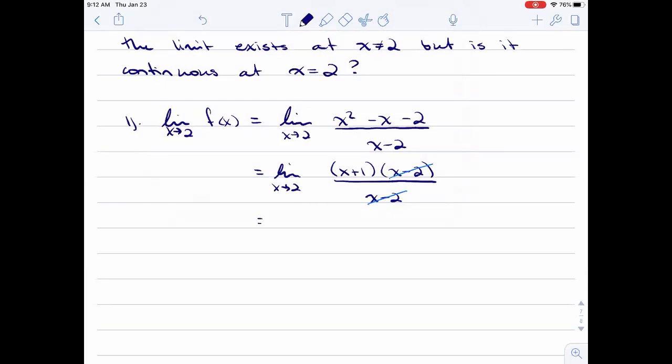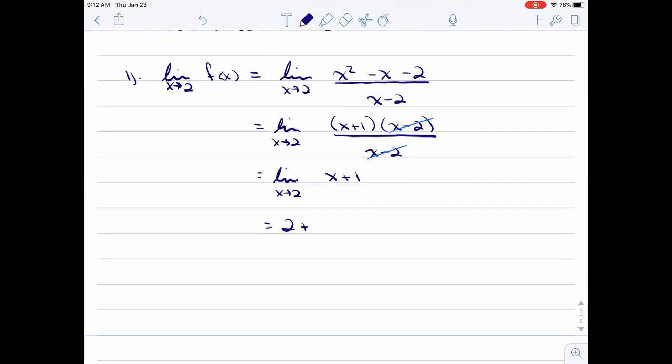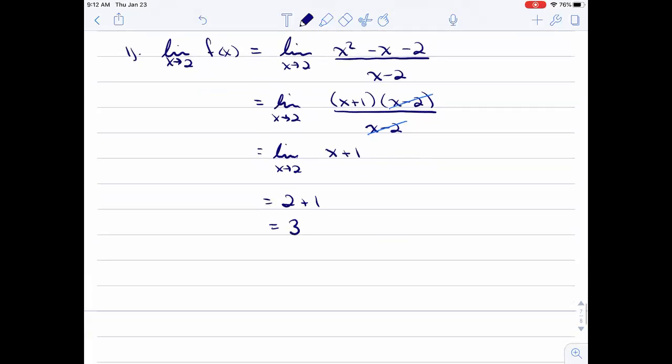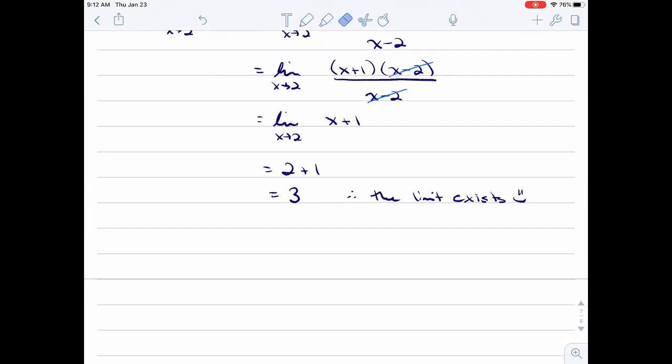Now I'm just at a simple polynomial here, so the limit as x approaches 2 of x plus 1 is just going to be 2 plus 1, which is 3. So therefore, the limit exists.